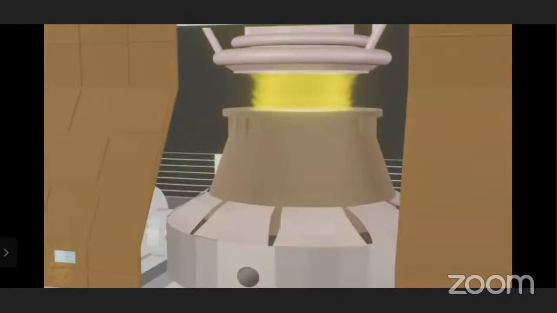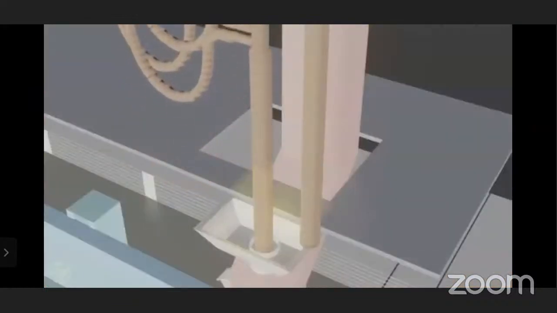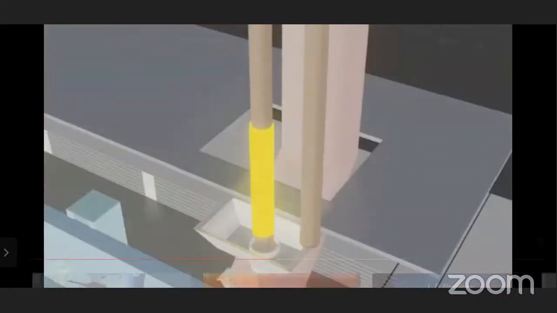After 16 to 17 minutes, the blow is terminated by lifting the oxygen lance.